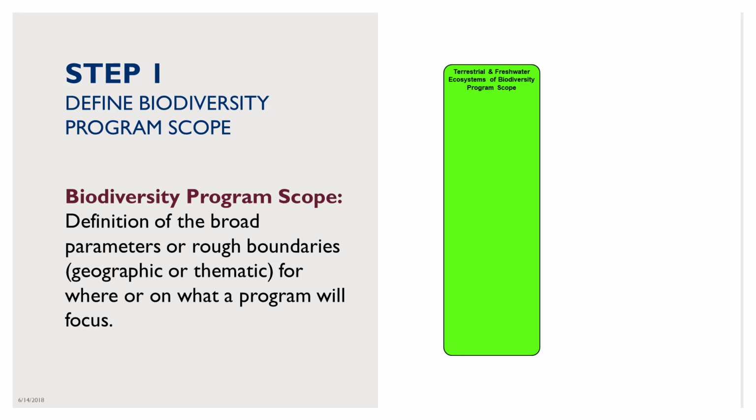Your program scope and your biodiversity focal interest will be linked to your results framework if you are designing a project. It will be linked to your project if you are designing an activity. Your biodiversity program scope defines the broad parameters or rough boundaries for where or on what your program will focus.